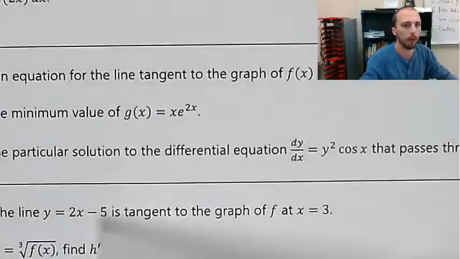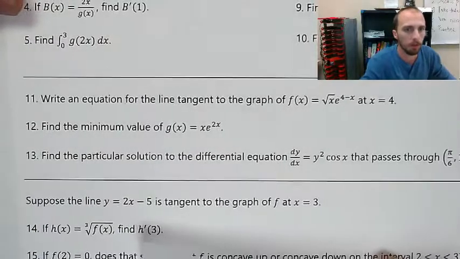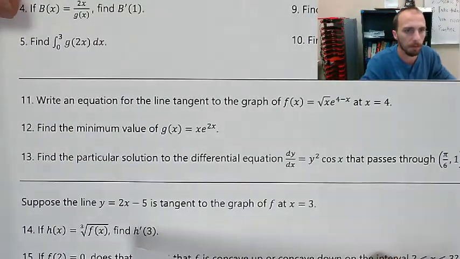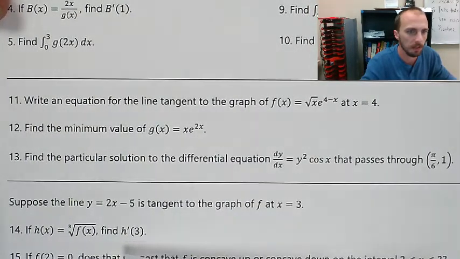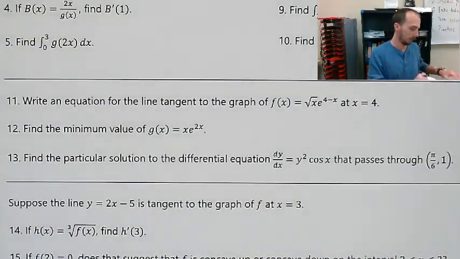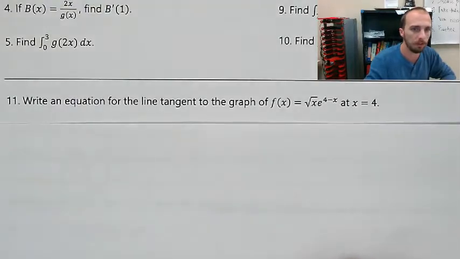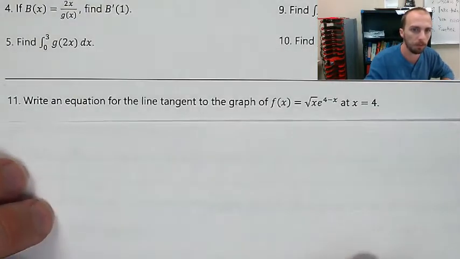Now we've got some more algebraic problems. Zoom back out. Write an equation for the line tangent to the graph of f of x equals square root of x times e to the 4 minus x. I'm wondering, do these have anything to do with each other? No, they don't. Okay, that's okay though. Write an equation for the line tangent to the graph of f of x at x equals 4.